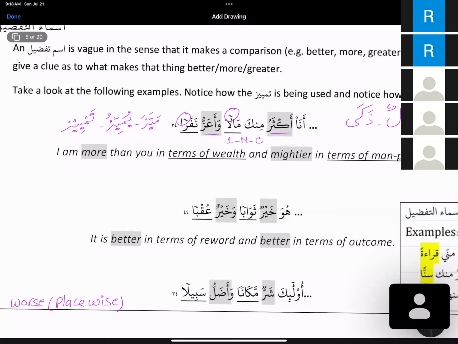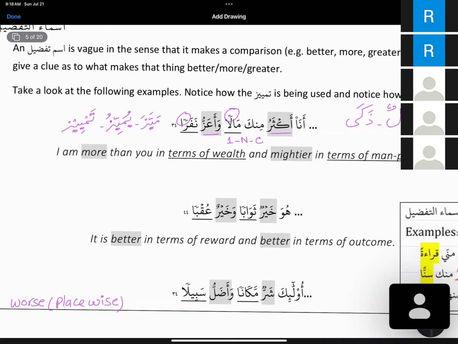Right? Better in what terms? In what sense? In thawaban, in reward-wise. It is better in reward. Wa khayrun uqban, and it is better uqban, as an outcome. Uqba is like the end result. So Allah subhanahu wa ta'ala is referring to the hereafter. So the hereafter is better than this dunya reward-wise.